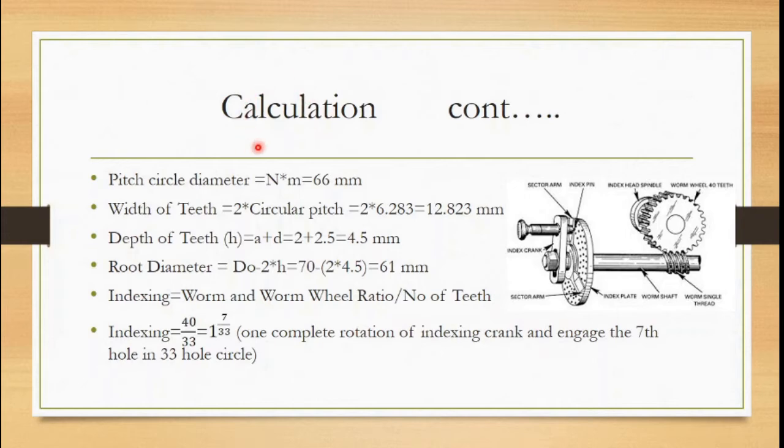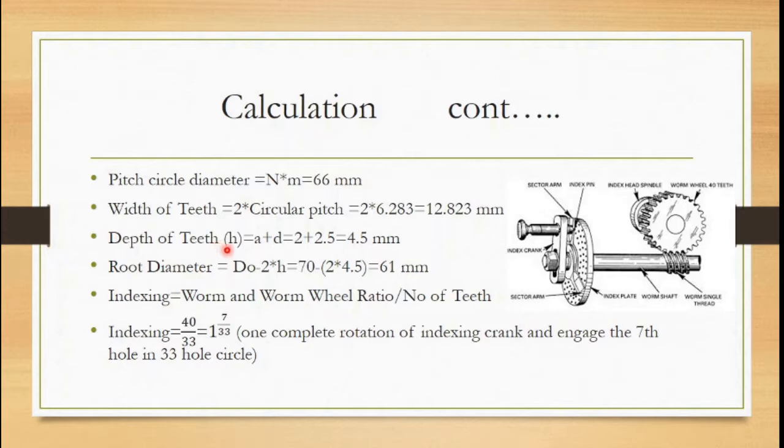The continuation of calculation here, the next parameter, that is pitch circle diameter, is equal to N into module. N is the number of teeth we cut into module, that is equal to 66 millimeter. Width of teeth is equal to 2 into circular pitch. That is 2 times circular pitch, that is equal to 2 into 6.283. So that is 12.823 millimeter.